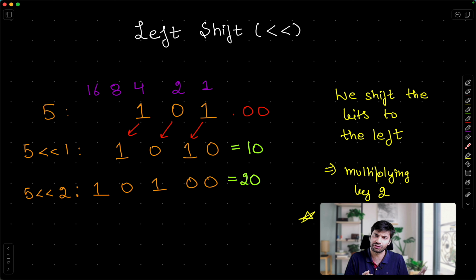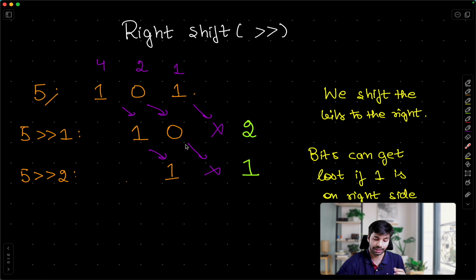Just that whenever we do left shift, we are multiplying by 2. And now you know the logic as well. That's exactly how it's happening. Okay, so I hope left shift is also clear. The next one is your right shift.